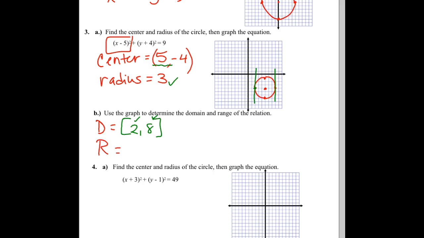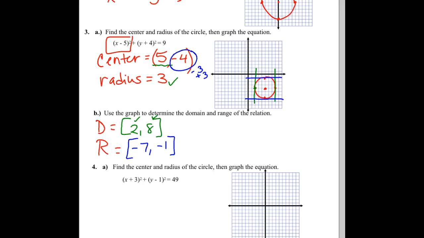How about for our y values? The highest y here is -1, and our lowest y value is -7. So remember, we go from smallest up to largest. So our range is going from -7 up to -1. And again, we could have found that by taking this -4 and subtracting 3 and then adding 3, to get our 2 different values.